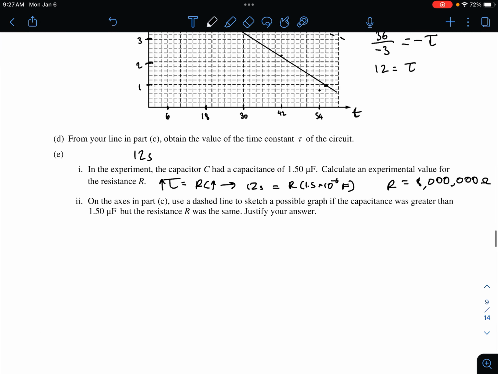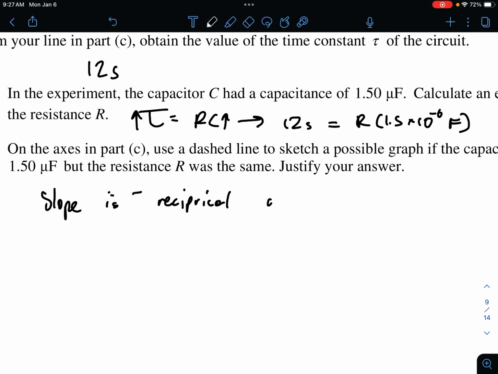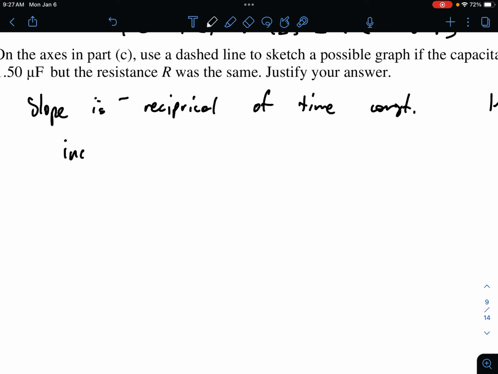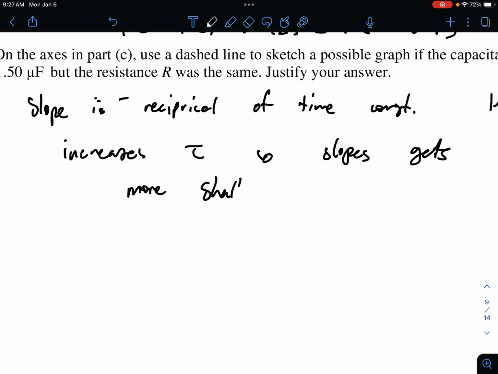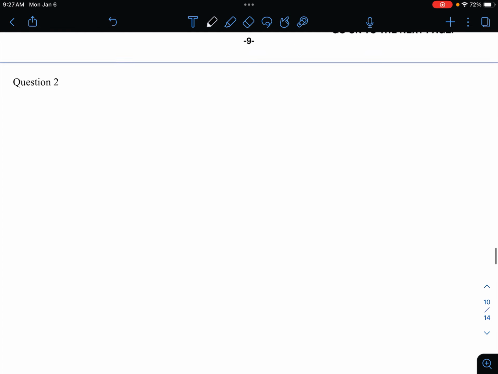So for my justification, I would just say slope is the negative reciprocal of time constant, increasing the capacitance increases my tau, so slope gets a little more shallow. I think that's fine. It just said a valid justification, based off your stuff.